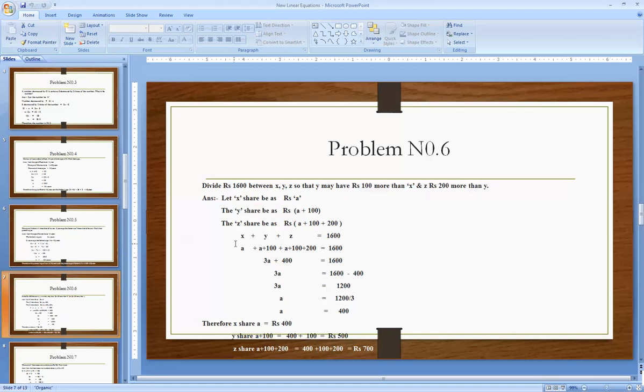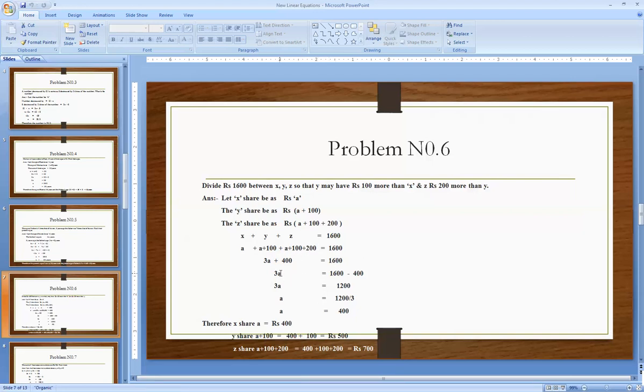So the equation will become X plus Y plus Z equals 1600. Now we substitute in place of X rupees A, in place of Y A plus 100, in place of Z A plus 100 plus 200, and altogether the total amount will be 1600. Now we should add how many A's there are. There are 3 A's, 1A, 2A and 3A, plus the amounts. If we add them, 100 plus 100 and 200 plus 200 will be 400. This equals 1600.